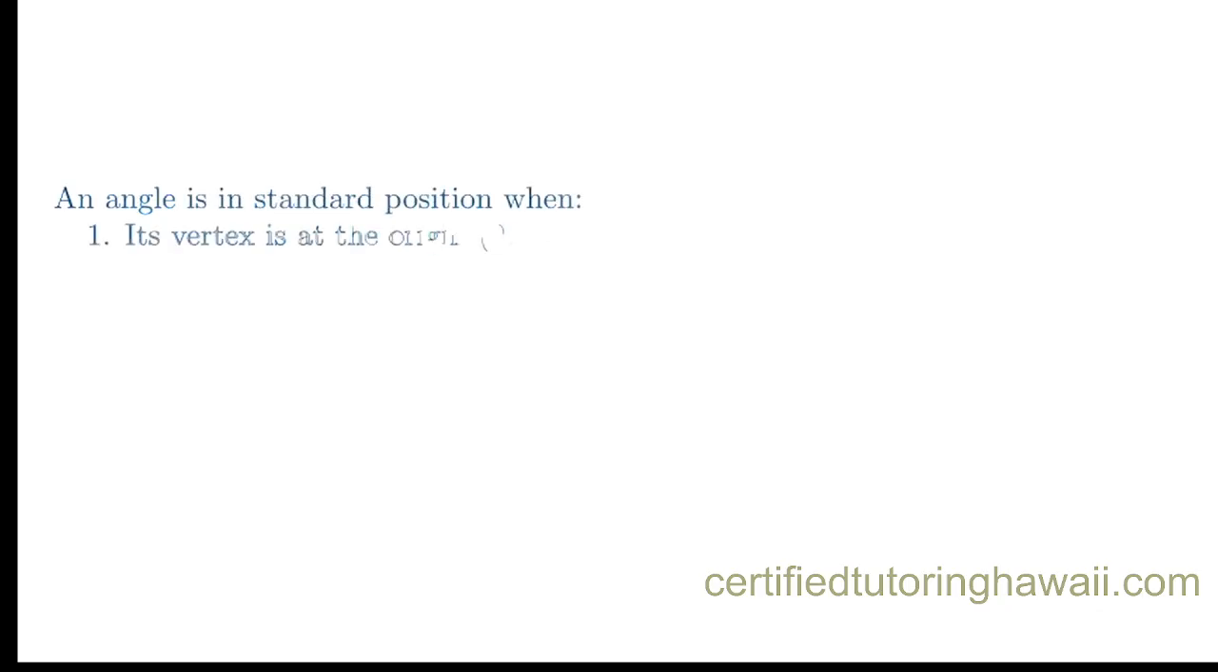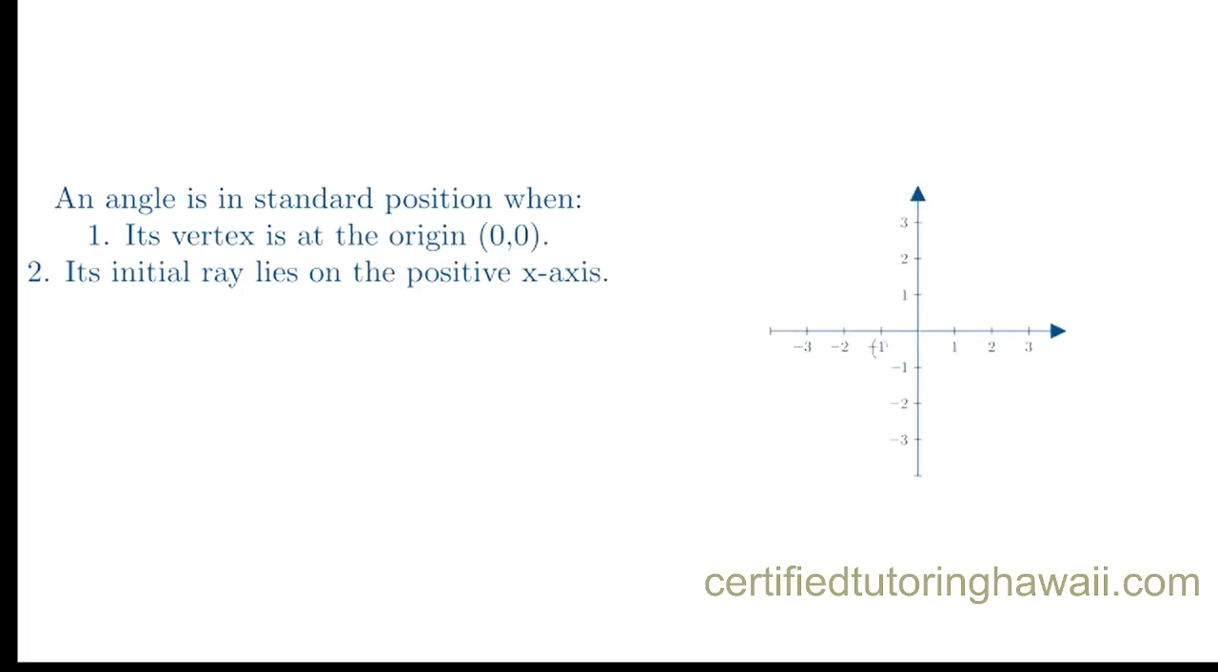In the coordinate plane, an angle is in standard position when its vertex is at the origin, the point 0, 0, and one of its rays, called the initial ray, lies along the positive x-axis. So, we start with a point at the origin, draw a ray along the x-axis, that's our initial ray, and then rotate a second ray around the origin. This second ray is called the terminal ray. The angle's measure tells us the amount of rotation.